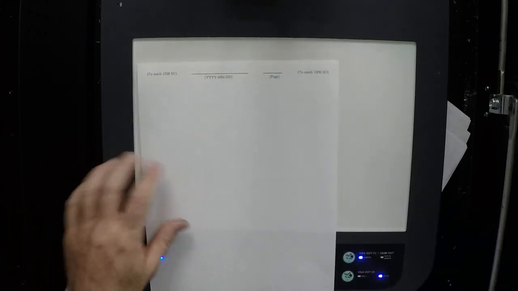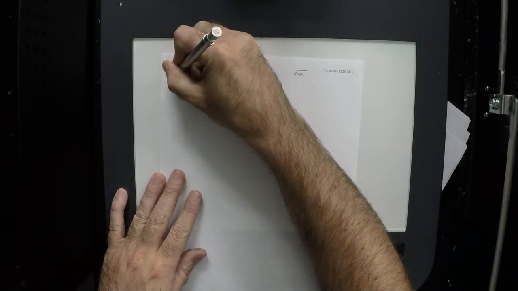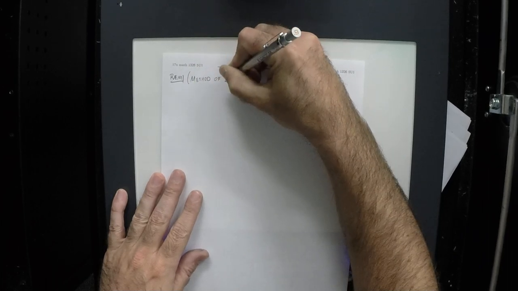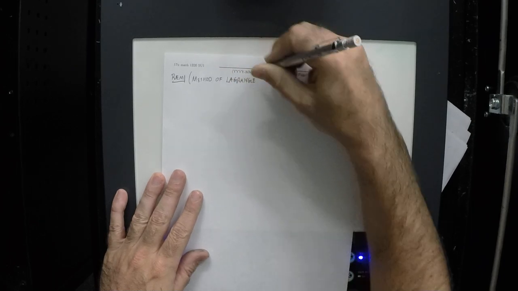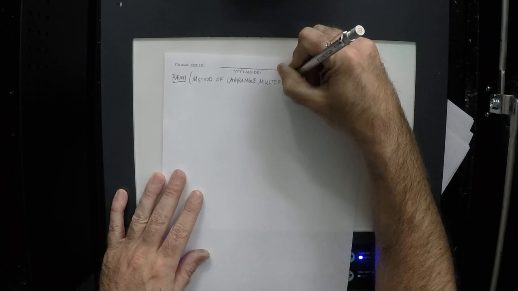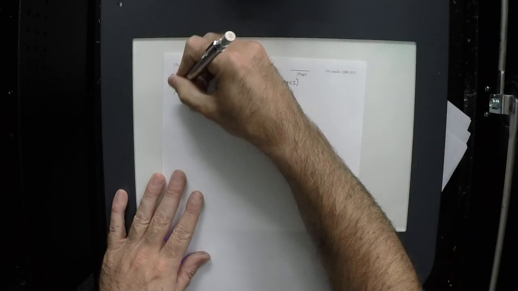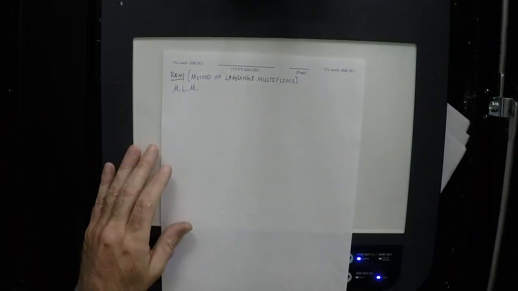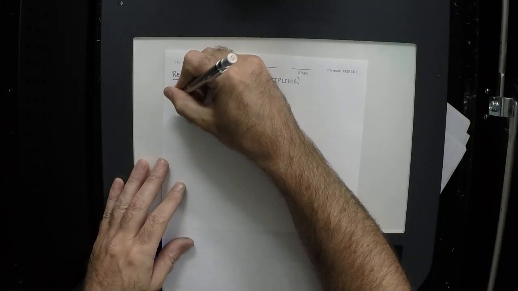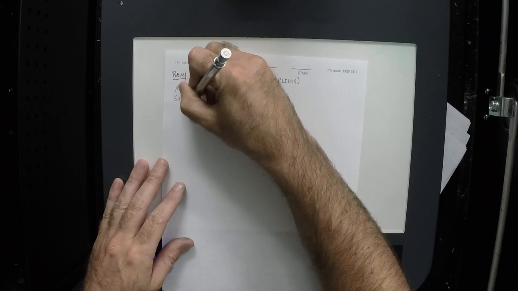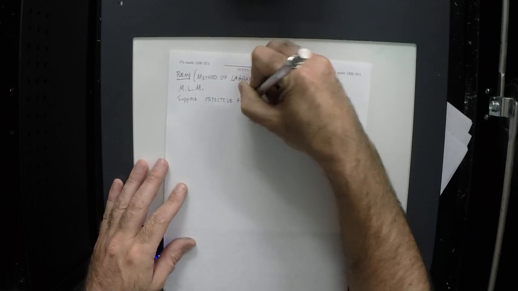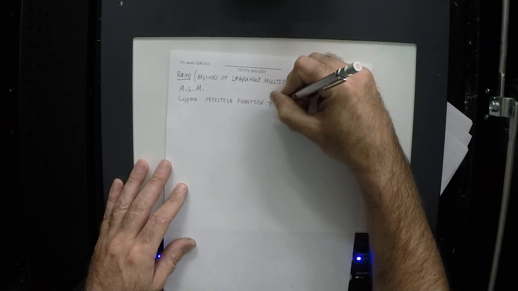Okay, so now let's get it worked out. This remark is called the method of Lagrange multipliers. So from now on, I'm just going to write MLM, because that's too much to write with my hand. I'll type it when I'm at the computer. Okay, so suppose that we have the objective function f of x and y.